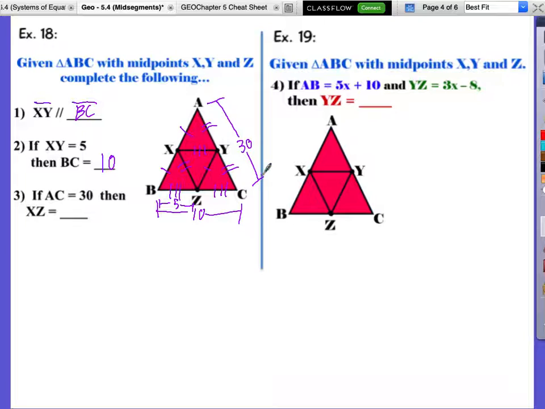So anyway, if AC is 30, what would XZ be? I want you to figure out what XZ would be. 15. XZ would be 15. I knew it. Okay, I want you guys to start working on example 19 by yourself.